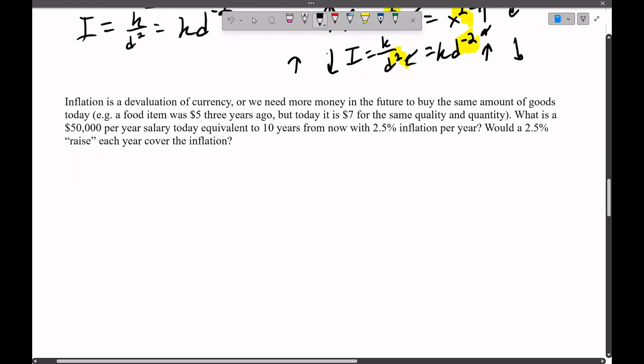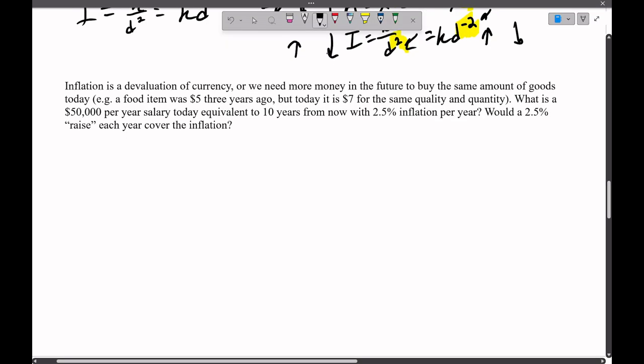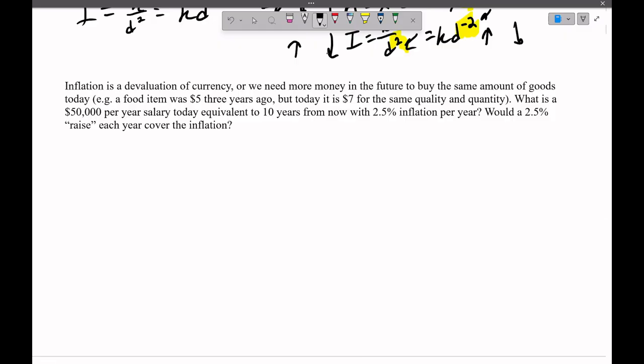Inflation is a devaluation of currency. So it's the same idea: we need more money in the future to buy the same amount of goods today. As in this example, if a food item, like chips or something like that, is $5 3 years ago, but today it is the exact same quality and the exact same quantity, but it's $7, that means the dollar has deflated, or sorry, inflated, and actually has become worth less.